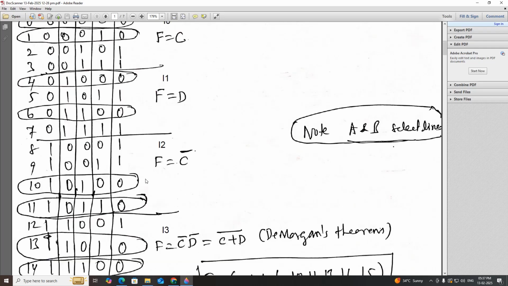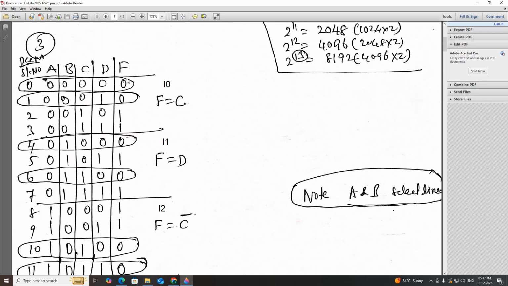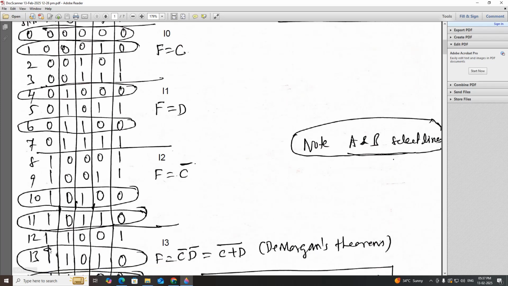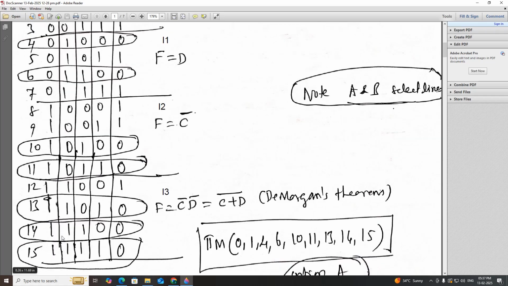Now we have to identify the output f, it should actually be y or f. We have to consider only the terms for which f equal to 0. For serial number 0, the output is 0. Serial number 1 output is 0. Serial number 4 output is 0. Serial number 6 output is 0. Serial number 10 output is 0. Serial number 11 output is 0. Serial number 13 output is 0. Serial number 14 output is 0. Serial number 15 output is 0.